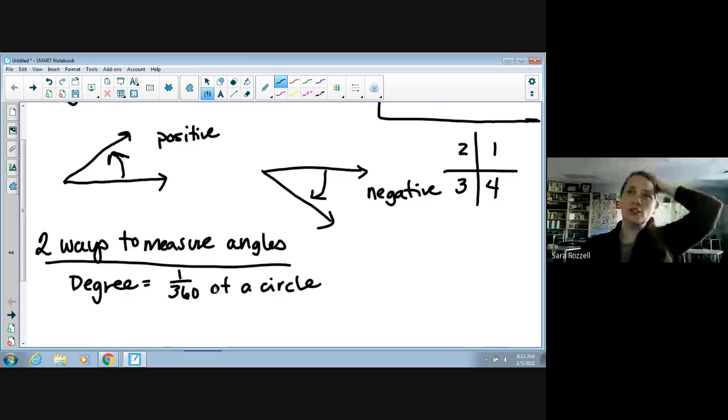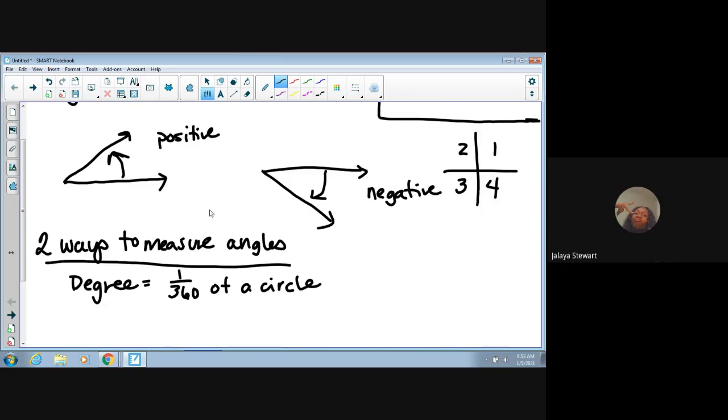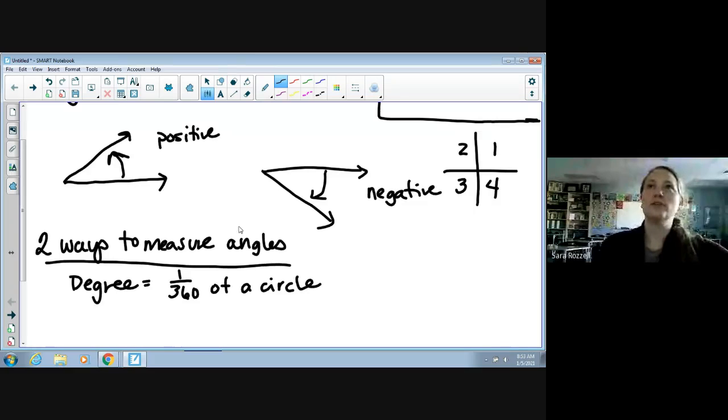Hey, Jalea, we just started, but these will be recorded, so you can go back and watch the first 2 or 3 minutes. Okay, I'll post them after we do our lesson today, so you can see that, and I'll post the notes too. But you just missed like the title, really. Okay, thank you. Positive and negative angles. You're welcome.